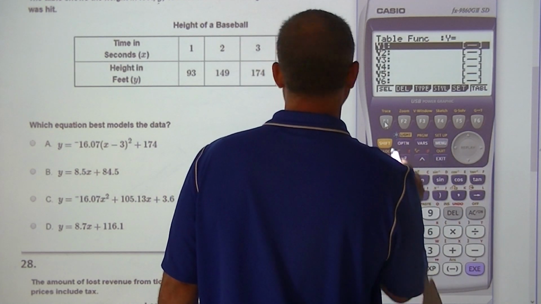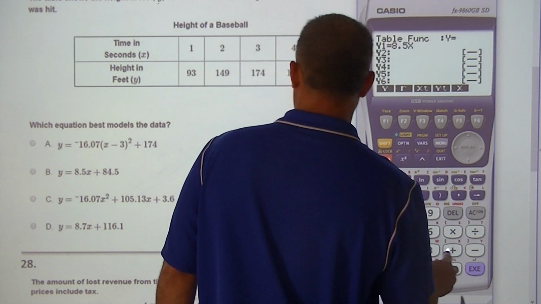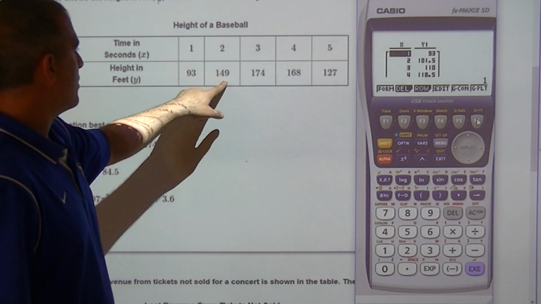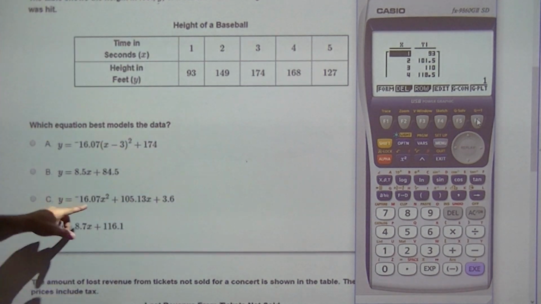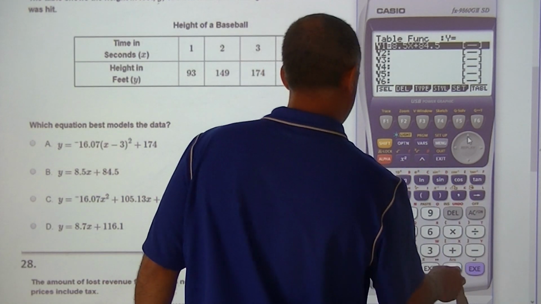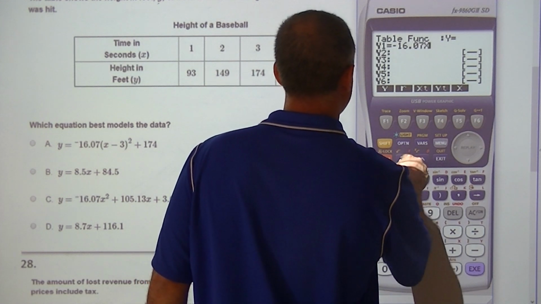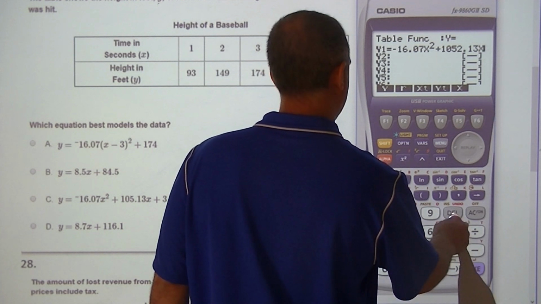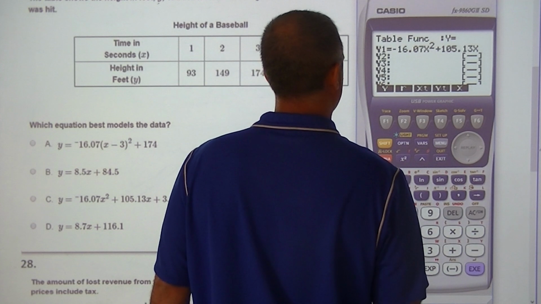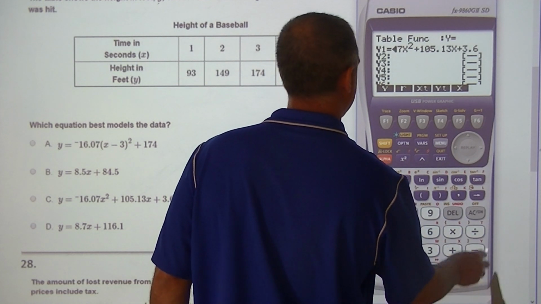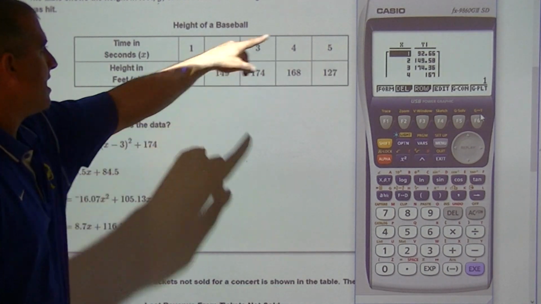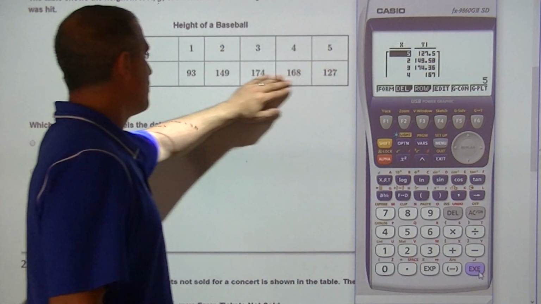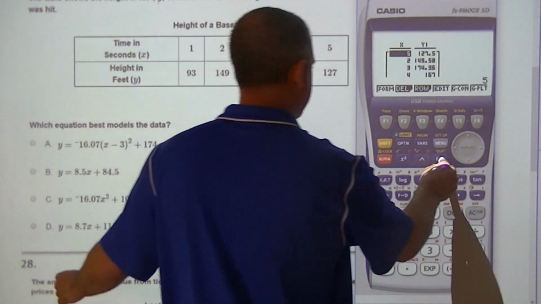All right, so let's try this next one. This is going to be 8.5x plus 84.5. All right, table. That's pretty good. But when you get to 2, that's a huge difference. So that one's no good. Let's go to this one. Negative 16.07 x squared, plus 105.13 x. Whoops, I typed that wrong, hold on. Plus 3.6. Now when I look at the table, 192, that's pretty close. 2, 3, 4, I gotta check 5. All those are pretty right on. So that one's the best one so far.